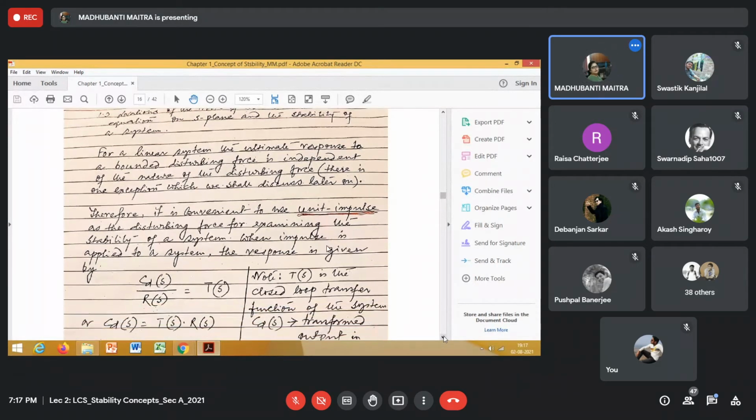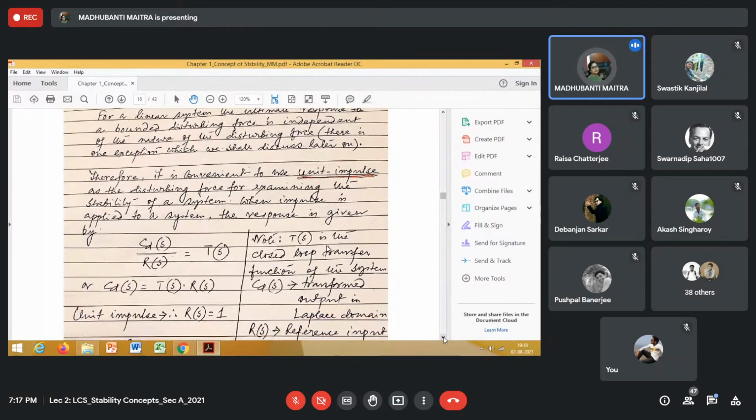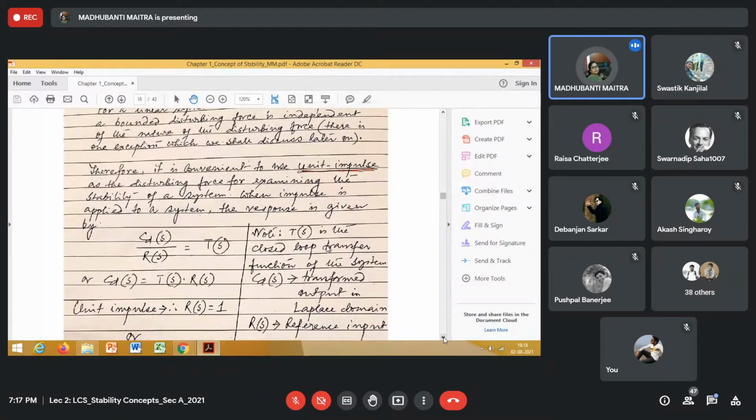So that's why, for our convenience, we are assuming that the input to a system is a unit impulse. So if we consider a disturbing force, then the nature of the disturbing force that we are assuming is a unit impulse. Okay? So I guess you know what a transfer function, open loop transfer function, closed loop transfer function, etc. are. Yes, ma'am.